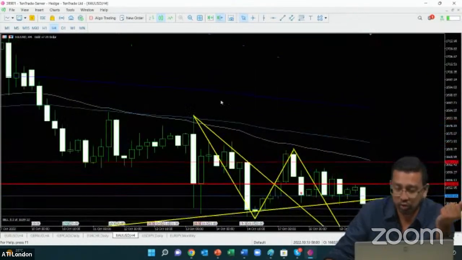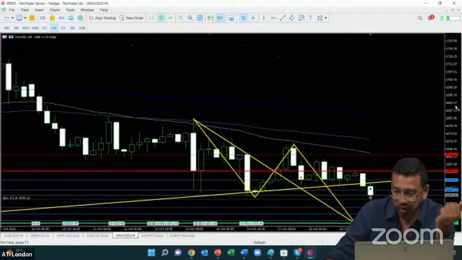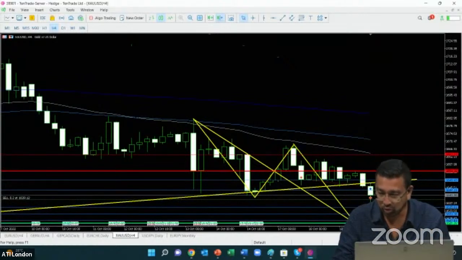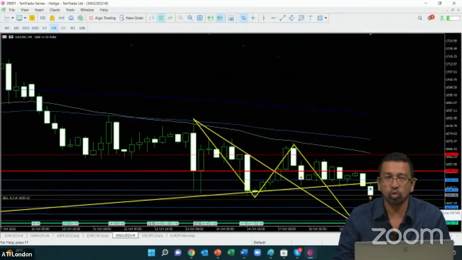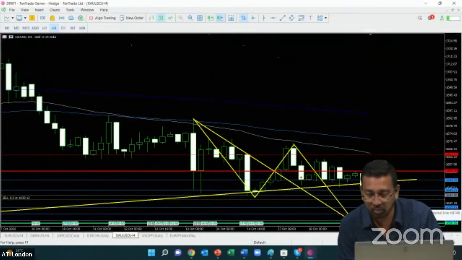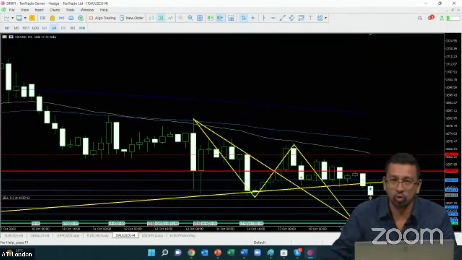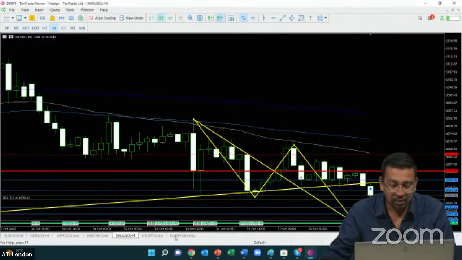So we want to respect that area, and hence the reason we've got selling opportunities, of course, but then we want to look at exiting or take profiting before price reaches 1635.01. Okay, so 1636 would probably be better place to exit the market.